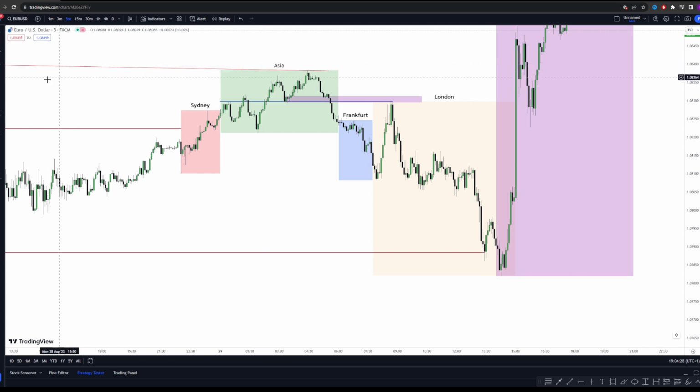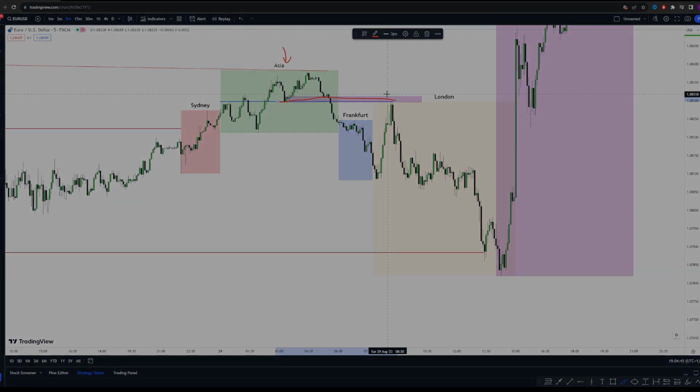Once again, I need to clarify this. The fact that we've accepted lower during the Frankfurt session doesn't mean that the Asian high is going to be protected for the rest of the day. You're just simply looking for the midline test, expecting that it's not going to get taken out during the London session.